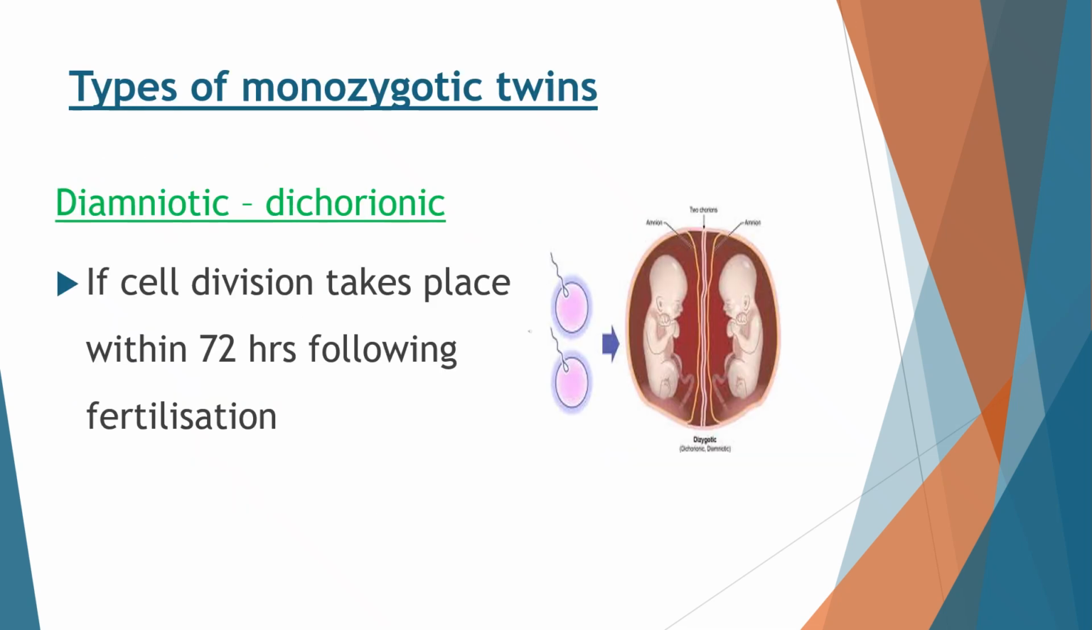Now let's look at types of monozygotic twins. This explains diamniotic dichorionic twins. In this type, the fertilized egg divides very early, usually within the first 72 hours after fertilization. Because the division happens so early, each twin develops its own placenta and its own amniotic sac. Even though the babies are genetically identical, they grow in separate sacs with separate placentas, which generally reduces complications compared to other types of monozygotic twins.